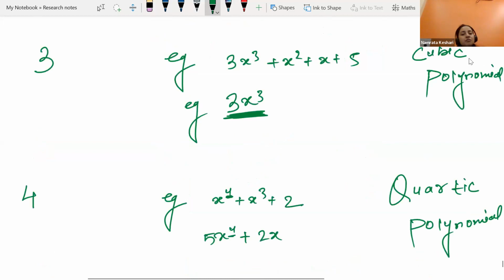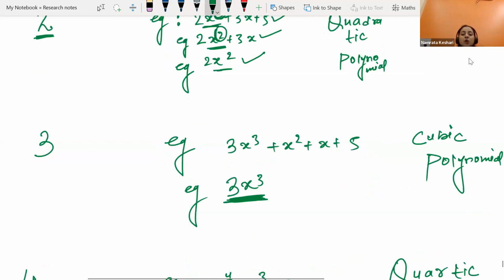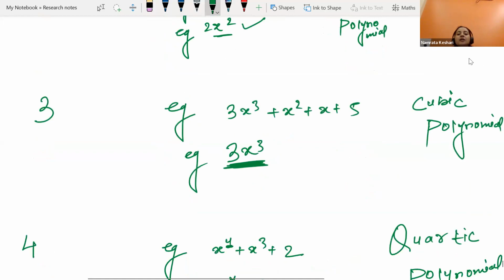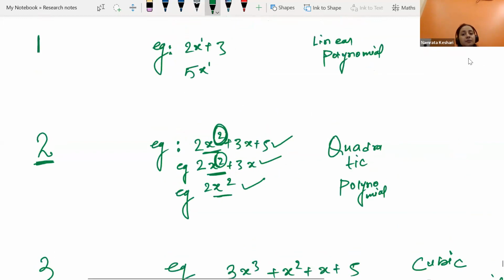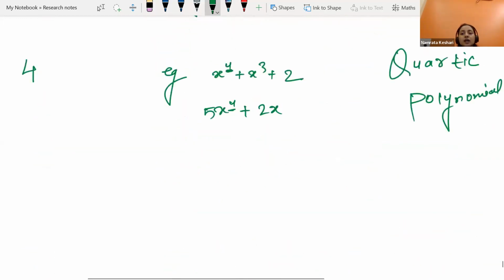For the degree 3 polynomial, we don't have to memorize it because we already know cubes and cube roots, which you have learned in the previous class. So degree 3 is a cubic polynomial. This one will be there in your mind. Degree 4 is quartic, and degree 2 was quadratic. Correct. So don't get confused between degree 2 and degree 4.